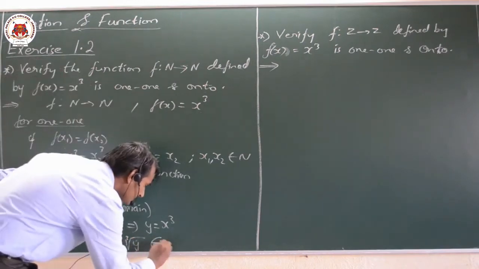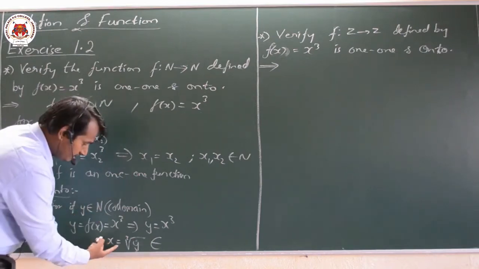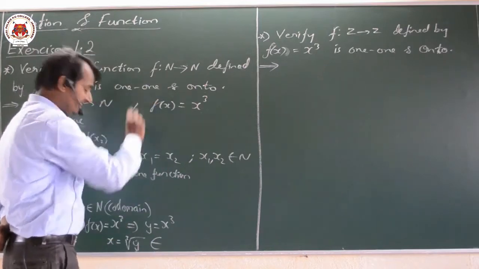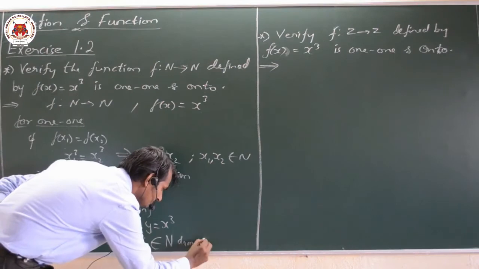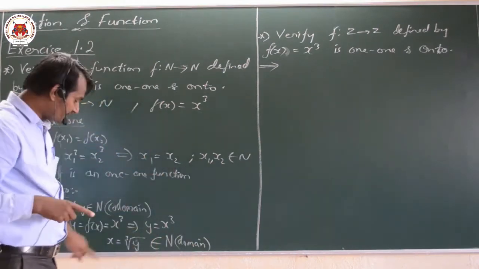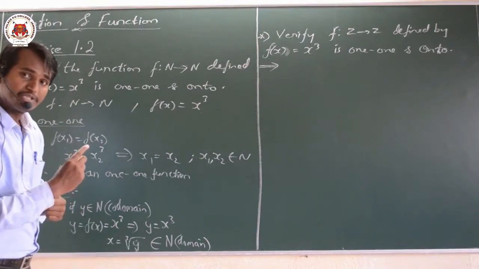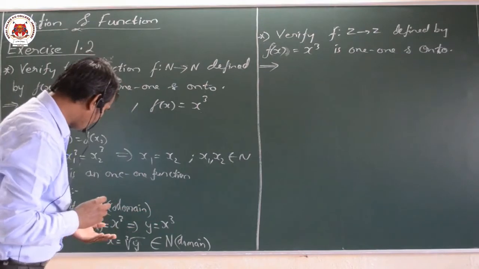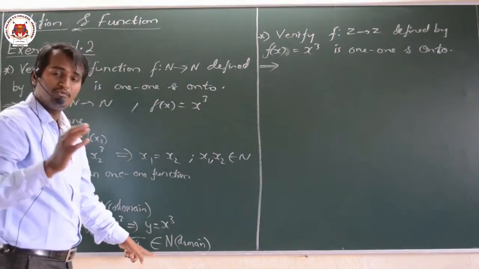Now, for every y belonging to N, there exists an x such that x belongs to the domain. What is the domain here? The natural numbers again. Now we have to verify whether it belongs to N or not. If it does, then we have to show that f of x equal to y. Now x equal to cube root of y, does it belong to N or not?